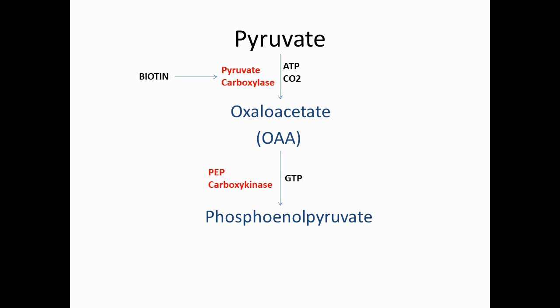The process of pyruvate getting converted into oxaloacetate occurs in the mitochondria, and the process from oxaloacetate to phosphoenol pyruvate occurs in the cytosol. Oxaloacetate will get into the cytosol from the mitochondria via the malate shuttle. You have to keep in mind that oxaloacetate will get into the cytosol via the malate shuttle.